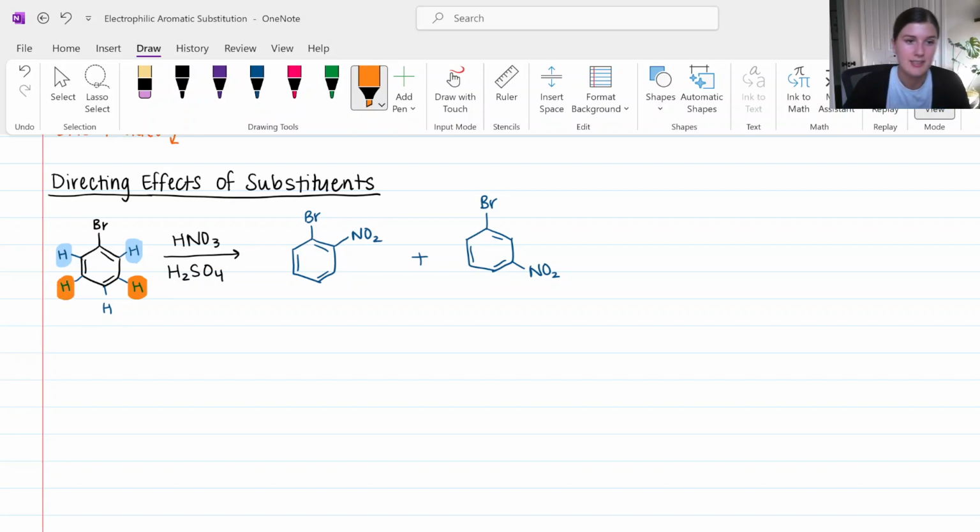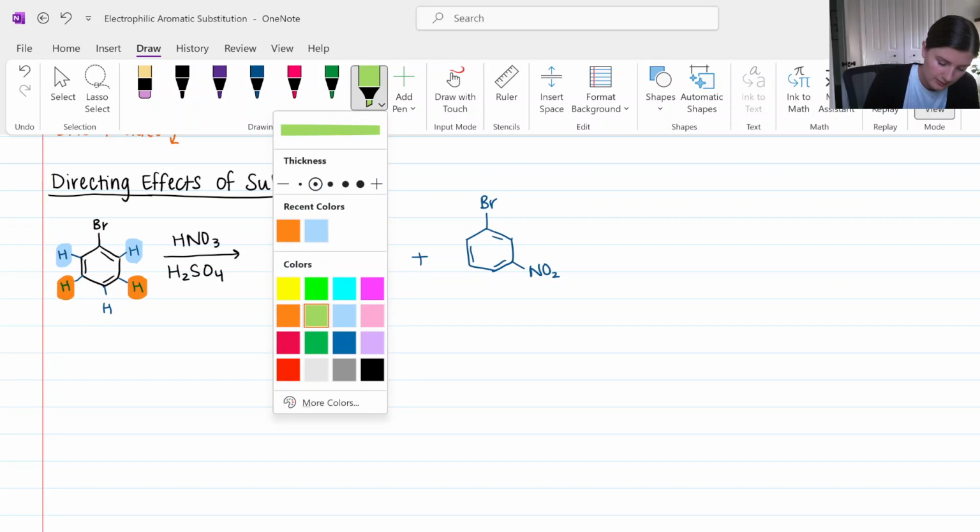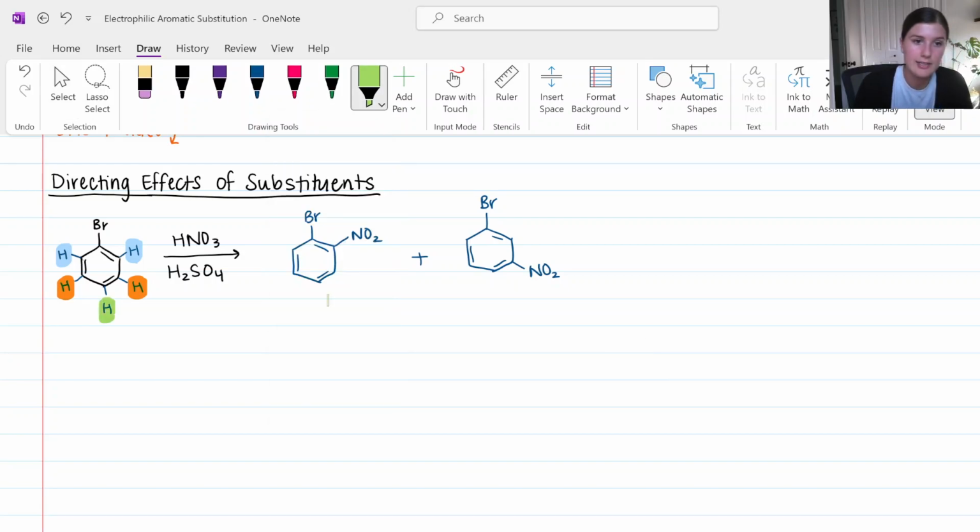If we replace the hydrogen highlighted in orange on the left, that would produce the same product I just drew, meta bromo nitrobenzene. And then lastly, if we replace the hydrogen in the para position to the bromine, then we'd end up with para bromo nitrobenzene.